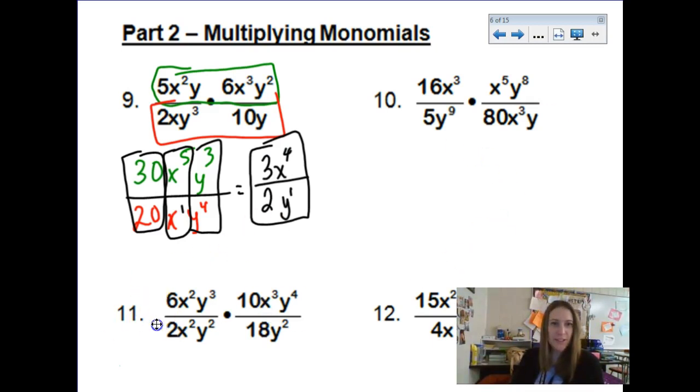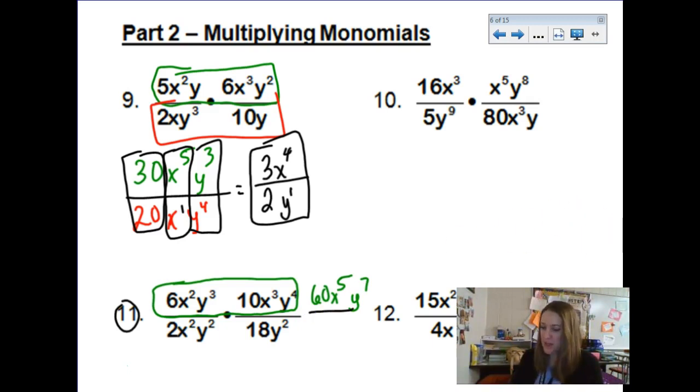Let's skip around a little on this section. Let's do number 11 next. So same idea. I want you to smush this fraction set together. So this numerator gets pushed together, becomes a 60 x to the 5th y to the 7th. And then our denominator is, let's see, 36 x to the 2nd, y to the 4th. And I purposely line up my like terms so that way they can reduce nicely.